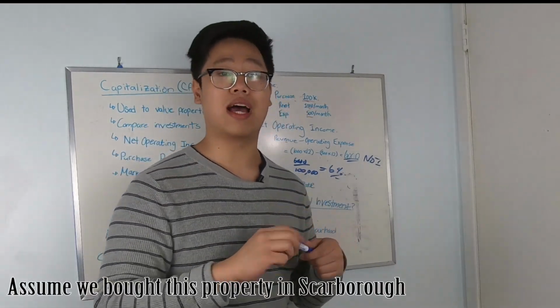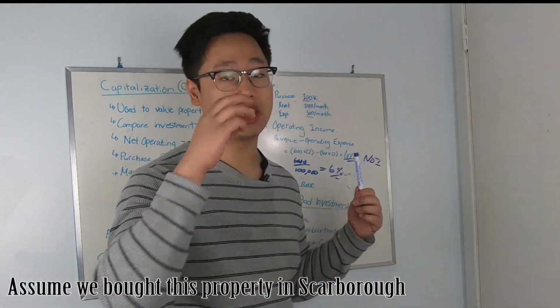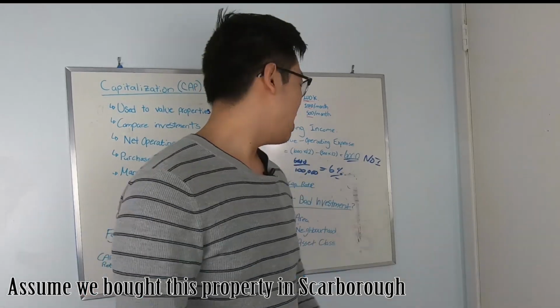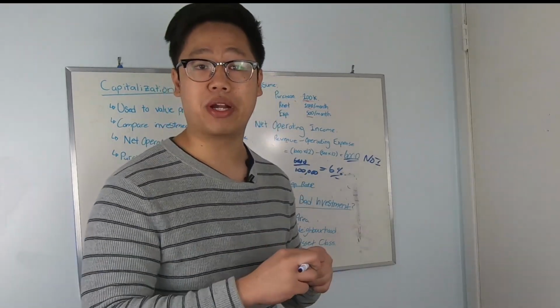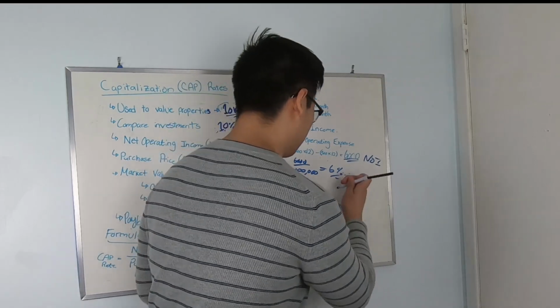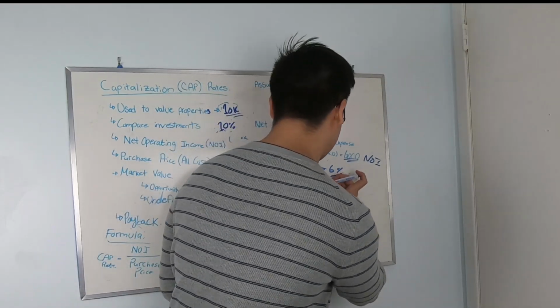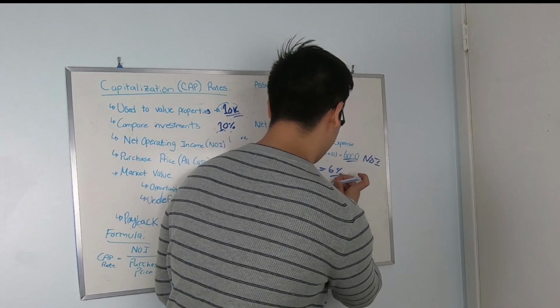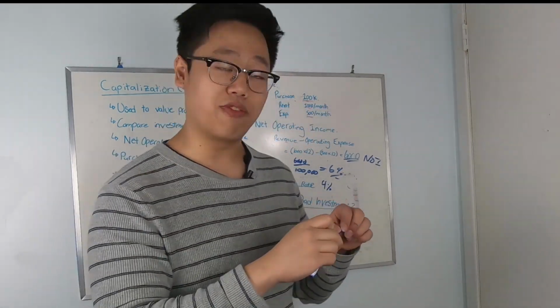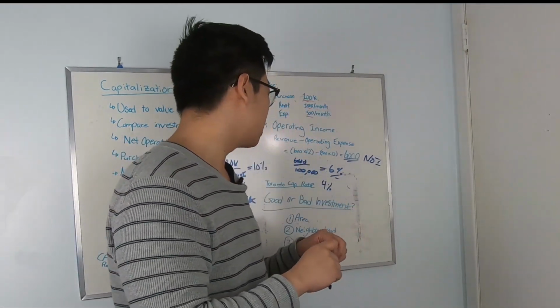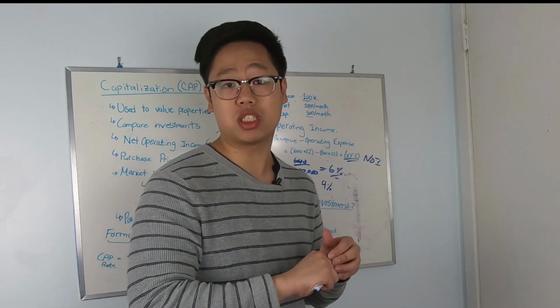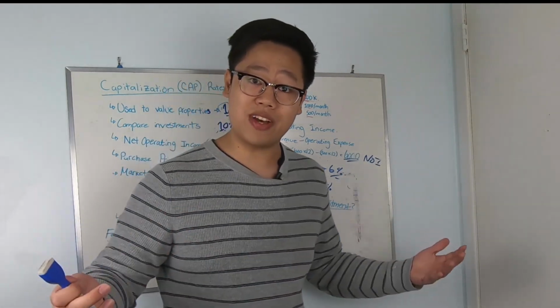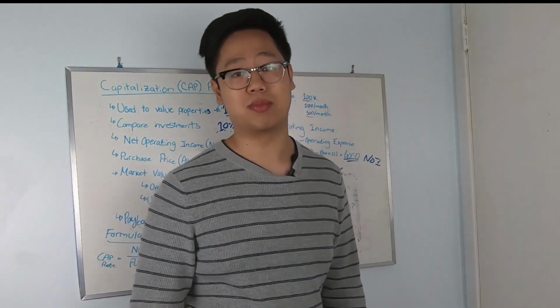Now let's go ahead and assume we bought this property around the Scarborough area. So Scarborough. And Toronto's average cap rate is, we'll go with, 4%. Toronto's average cap rate is 4%, right? And we bought this property in Scarborough for 6%, which is a part of Toronto. So is this a good investment or is this a bad investment?